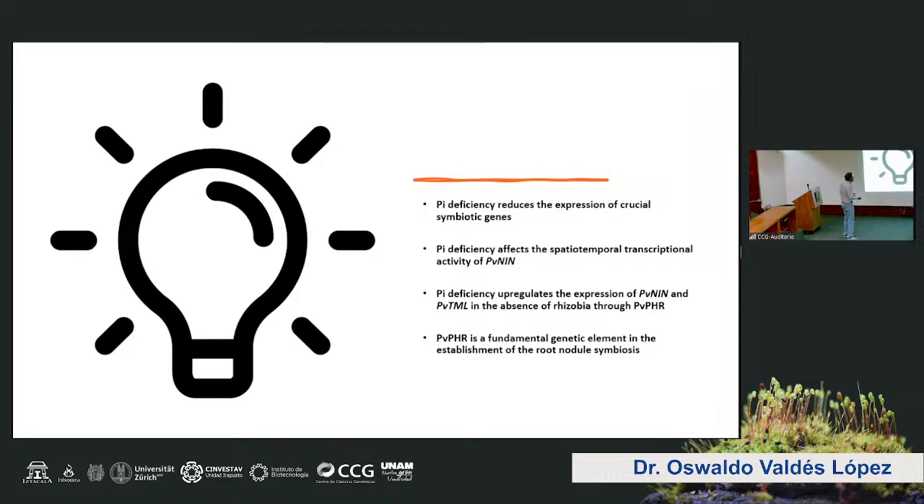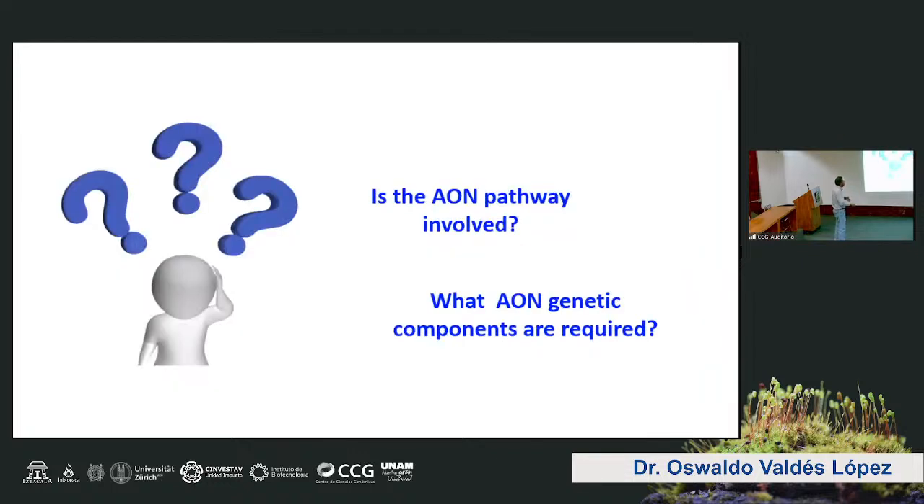And PHR is a fundamental genetic element in the establishment of the root nodule symbiosis. But now the other question is: is the autoregulation of nodulation pathway involved in this process? What components of this pathway are required to regulate the number of nodules under low phosphate condition?